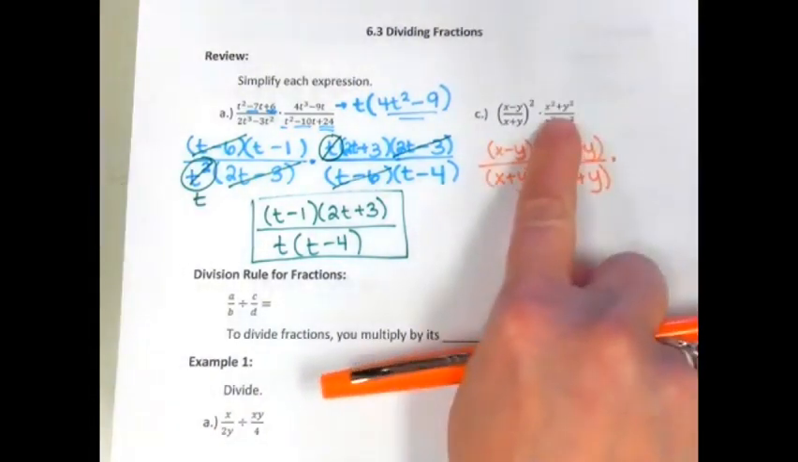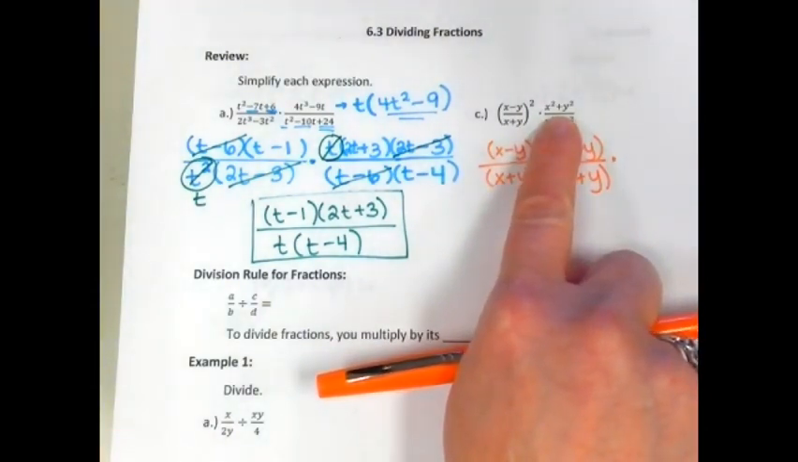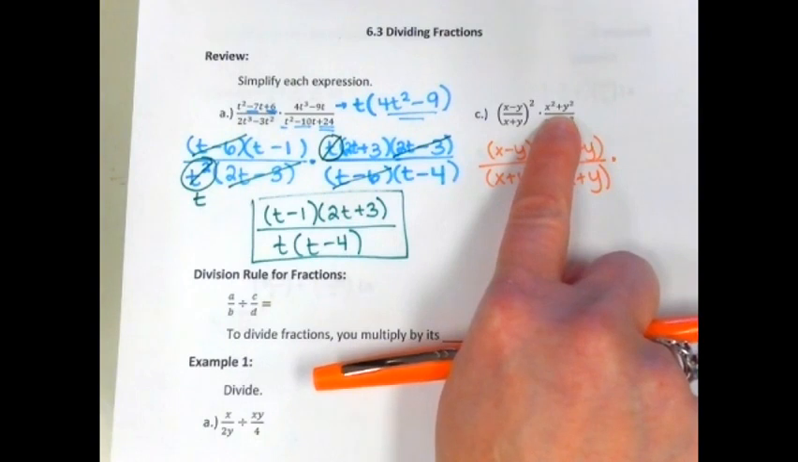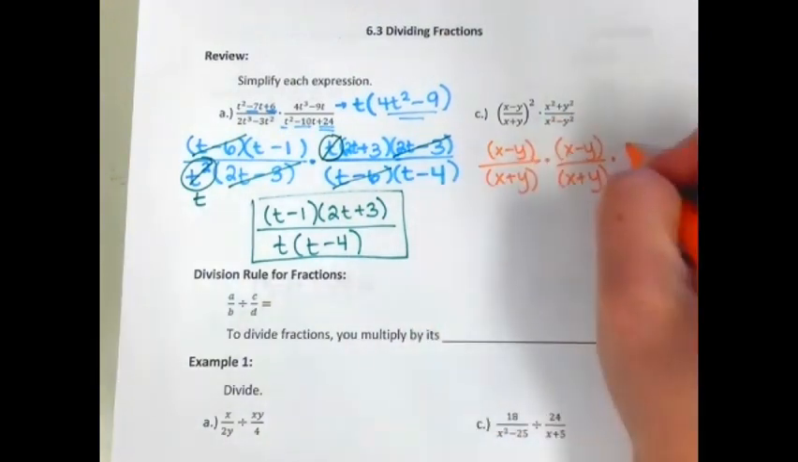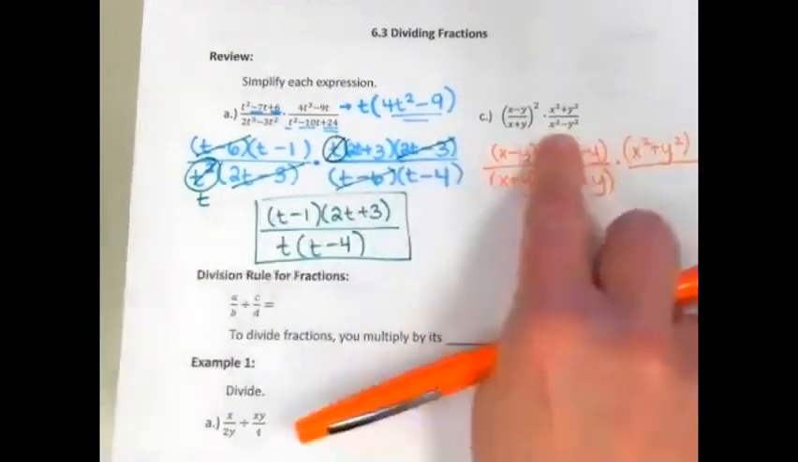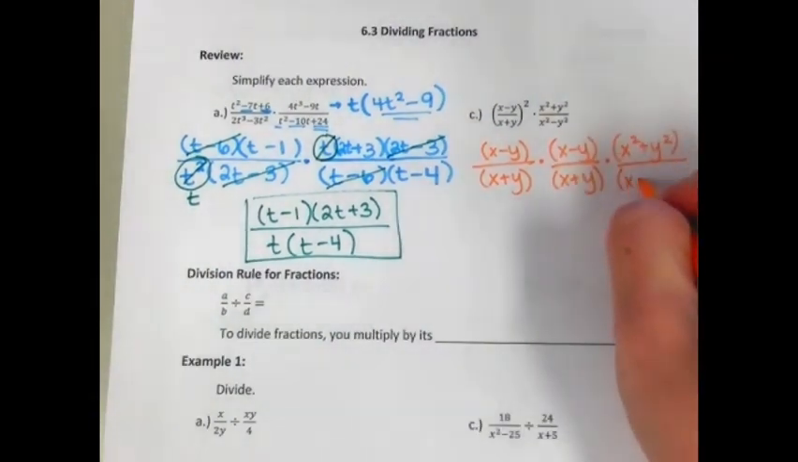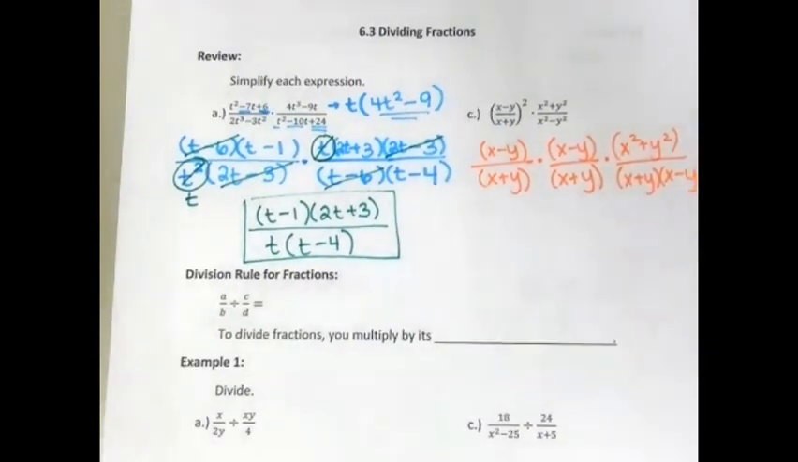Now, can I factor anything in my numerator? X squared plus y squared. It's a binomial. Is it a difference of 2 squares? No, so I can't do anything with that numerator. So it's just going to say, what about x squared minus y squared? Yeah, isn't that the same thing as x plus y times x minus y?